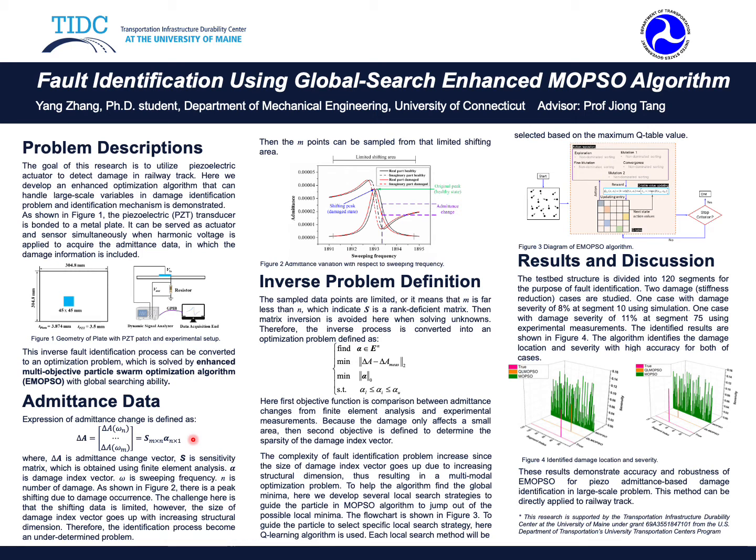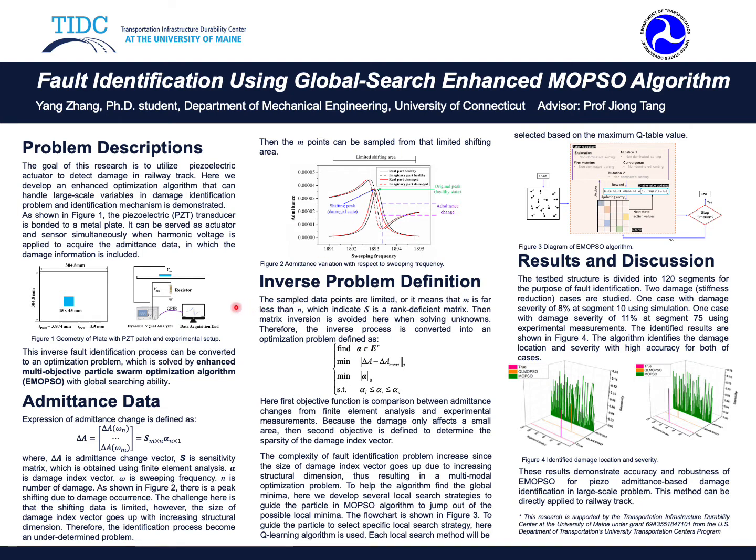As shown in figure 2, there is a peak shifting due to the damage occurrence. But the challenge here is that the shifting data is limited. It means the shifting only happens around the peak frequencies. However, on the other hand, the size of the damage index vector goes up with increasing structural dimension. Therefore, the identification process becomes an underdetermined problem. This is why we have the inverse problem definition in the third part.